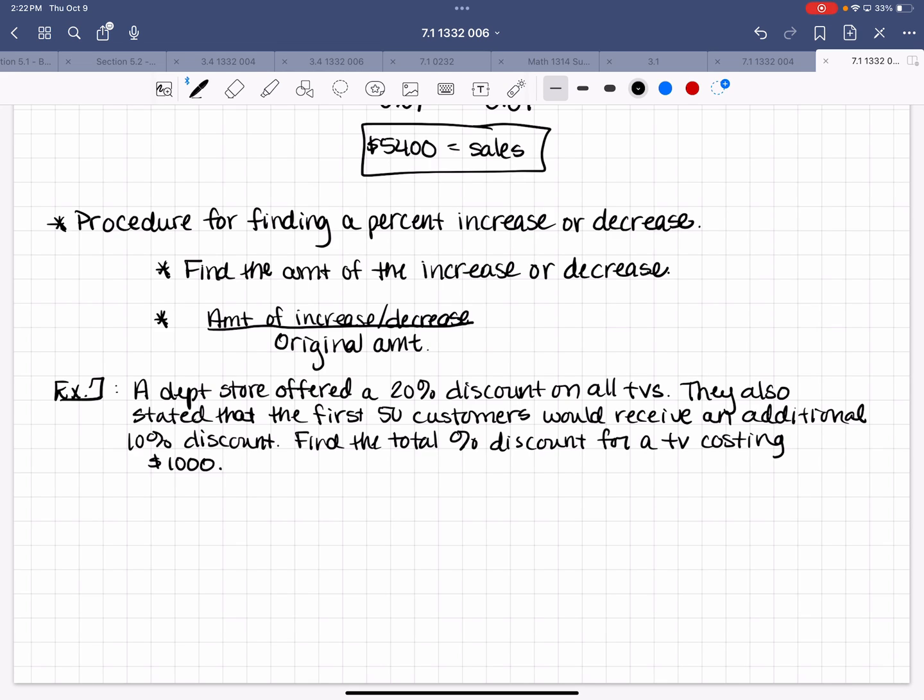Okay? Well, that's because that little shirt was originally 50% off the original price, and then the extra 20% they took off that new 50%. They only took 20% of $5 off. They didn't take 20% of the original $10. They took 20% off the new reduced price. Okay? Same thing going on here with the TV, and we're going to prove that a 30% discount is not what you're getting.